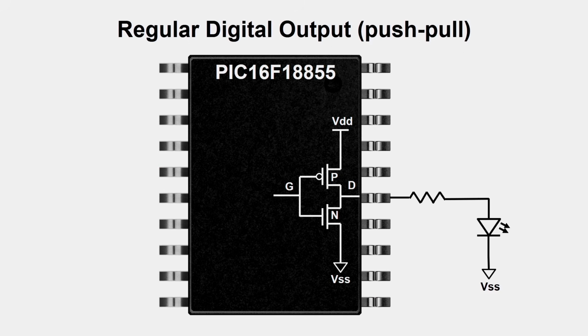Let's take a look at Daniel's screen. What I'm showing you is a regular digital output, where we just use the I/O pin as a digital output to drive, say, an LED. The VDD is the supply voltage of our MCU, and in this case, it can be as high as 5 volts.